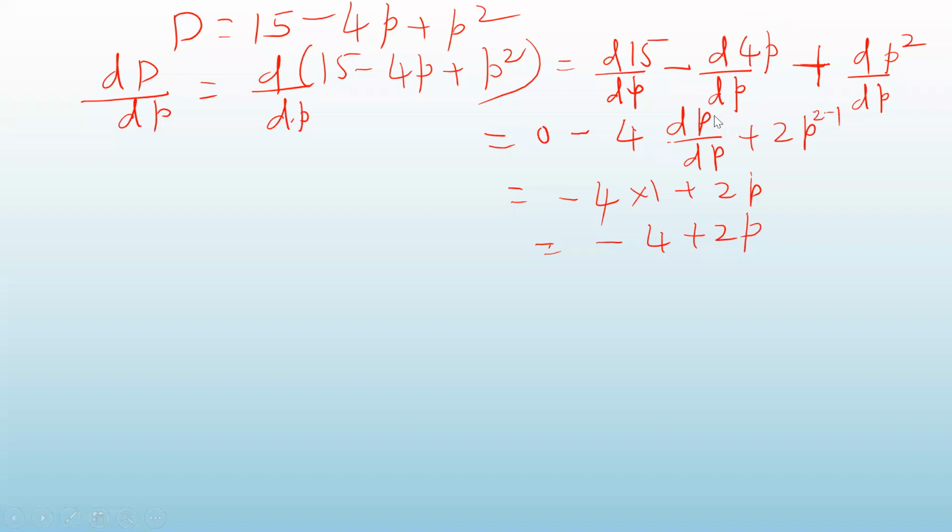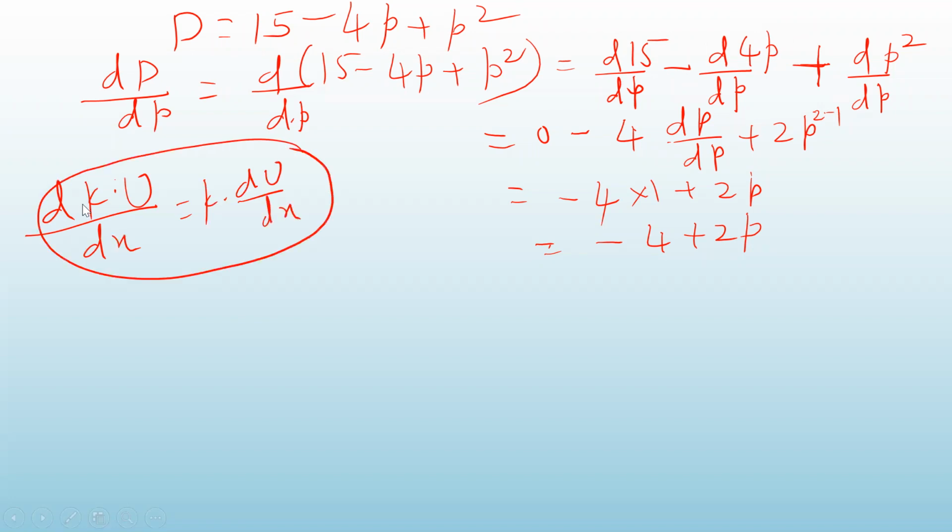Here, which rule am I applying? Scalar multiplication rule. What is the scalar multiplication rule? It says derivative of k times u is equal to k into derivative of u, where u is a function. This is what I am doing. K is a constant, we can take it out. Here 4 is a constant, I have taken that out of the derivative of p.